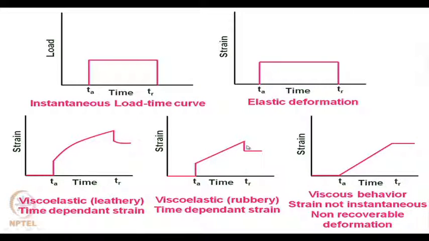In this case, you see, due to the presence of this elastic component, there can be a certain amount of recovery, and strain maintains due to the presence of the viscous component, and this is a case of permanent deformation. This is a case of permanent deformation, and this is a case of instantaneous deformation. So, these two are the cases of viscoelastic materials. One is leathery type, one is rubbery type. In this case, it is a purely viscous material, pure liquid material, which shows non-recoverable deformation.